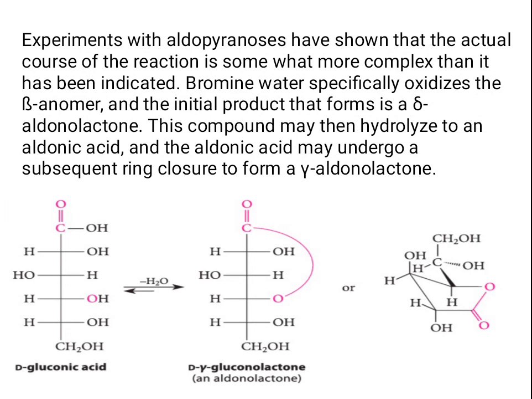Experiments with aldopyranoses have shown that the actual course of the reaction is somewhat more complex than has been indicated. Bromine water specifically oxidizes the beta anomer, and the initial product that forms is a delta-aldonolactone. This compound may then hydrolyze to an aldonic acid, and the aldonic acid may undergo a subsequent ring closure to form a gamma-aldonolactone. So what is the course of the reaction?